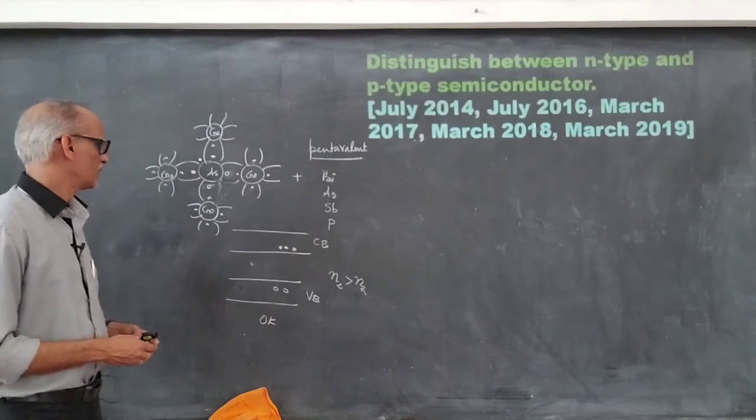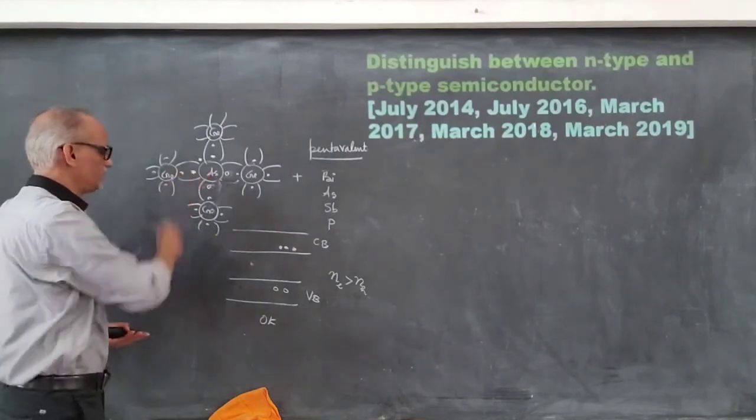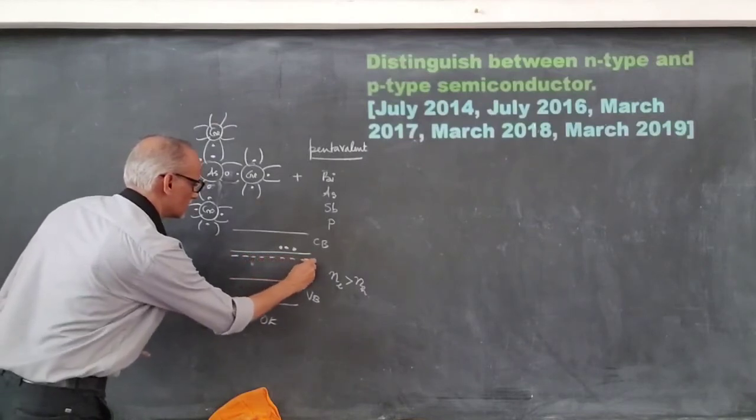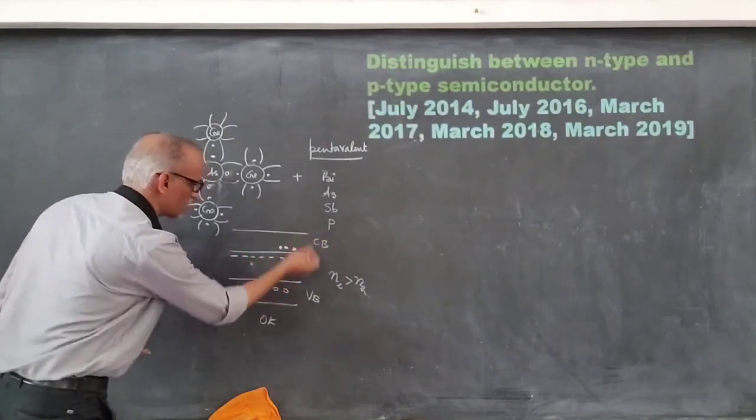And when we add impurity, that impurity energy level comes closer and below the conduction band.